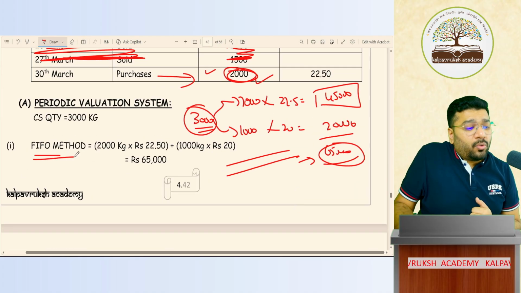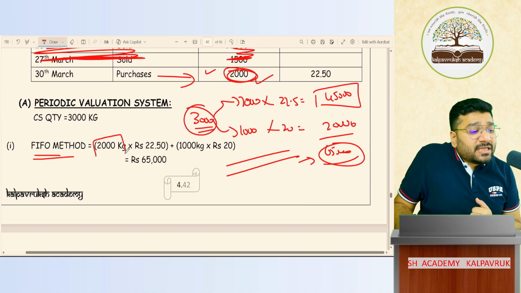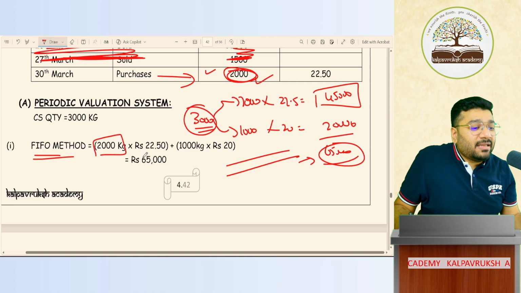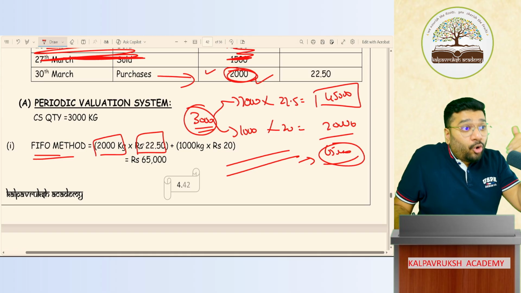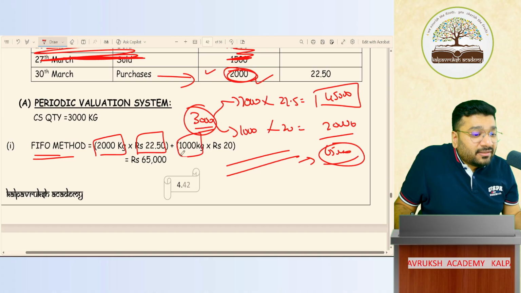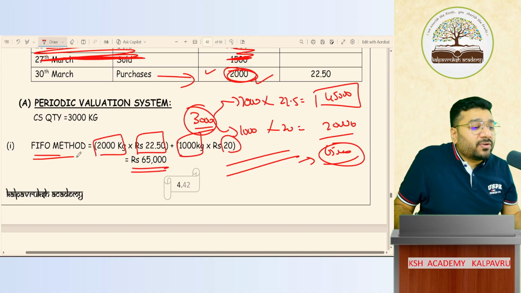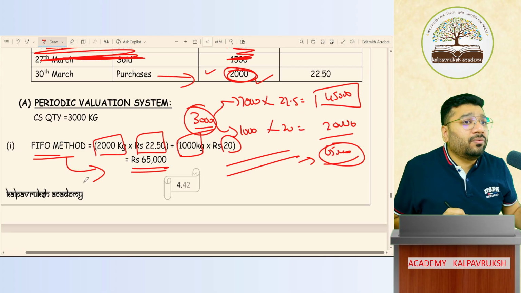So under the FIFO method, what is the cost of inventory? What purchase was made at the last? Take that kg, multiply by its rate. Then if that is not sufficient and stock is still left over, go to the previous purchase, which is 1000 kg into 20. So 65,000 is the cost of inventory under FIFO. Got it, not got it?